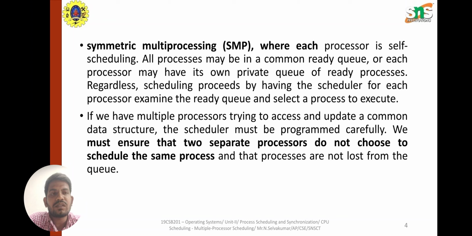In SMP, each processor is self-scheduling. All processors may be in a common ready queue, or each processor may have its own private queue of ready processes. Regardless, scheduling proceeds by having the scheduler for each processor examine the ready queue and select a process to execute. If multiple processors are trying to access and update a common data structure, the scheduler must be programmed carefully. We must ensure that two separate processors do not choose to schedule the same process, and that processes are not lost from the queue.